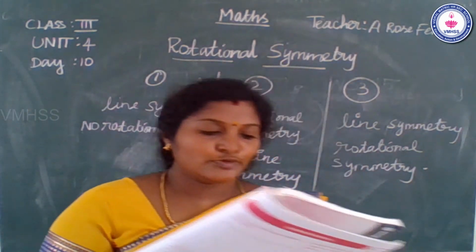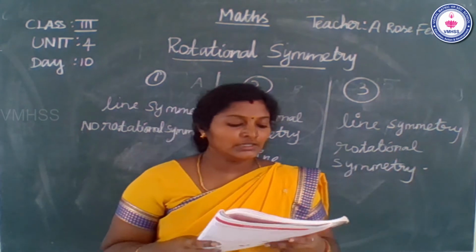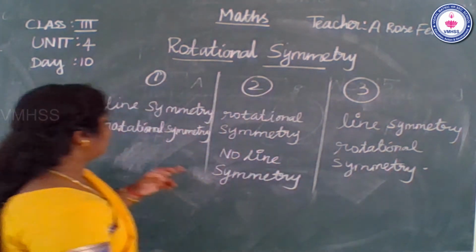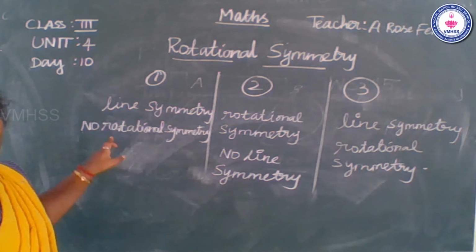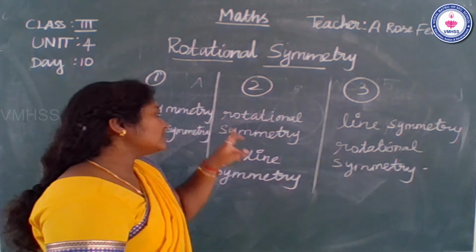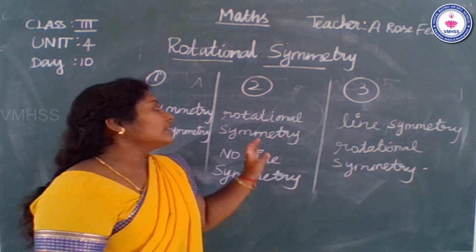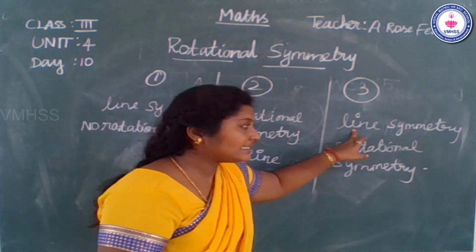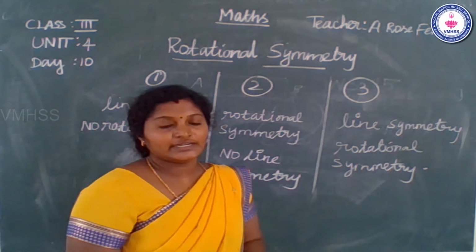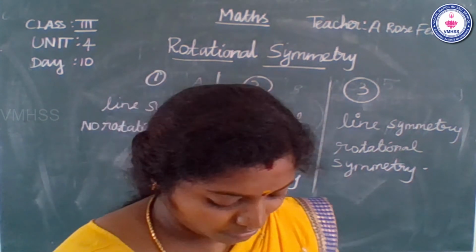Okay, ma? So, first one, so one of the boy picture. So, the object has line symmetry but no rotational symmetry. Okay, so the second picture, rotational symmetry but no line symmetry. So, third picture, it's a line symmetry and rotational symmetry also. Okay, ma? Do you understand? Okay, children. So, last one.